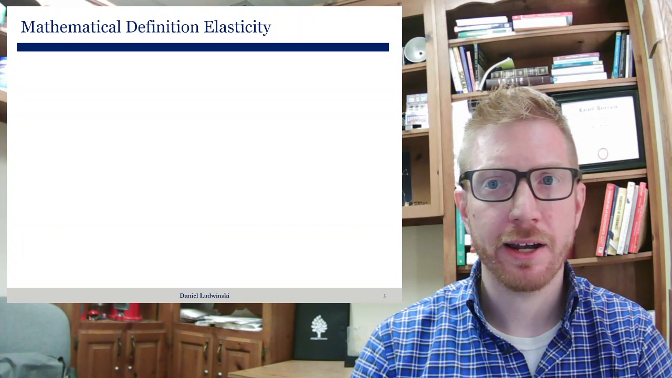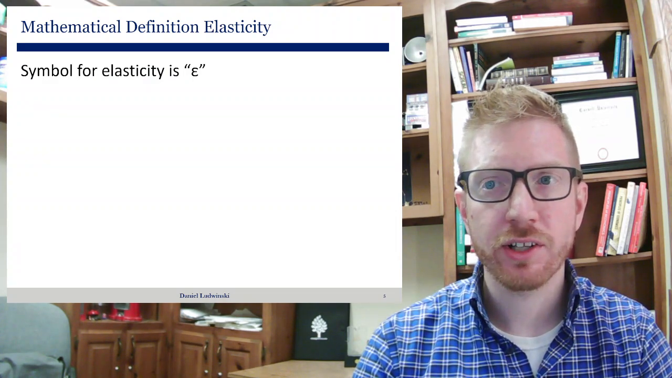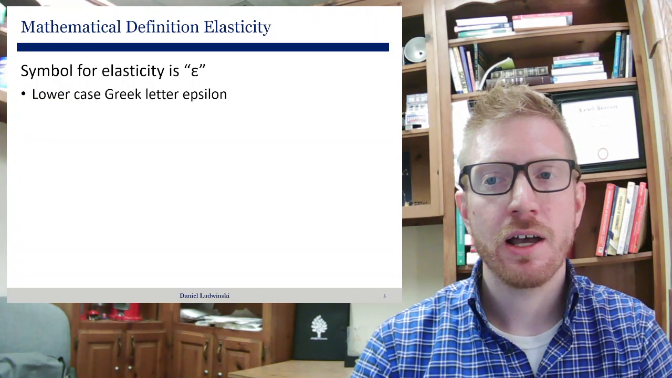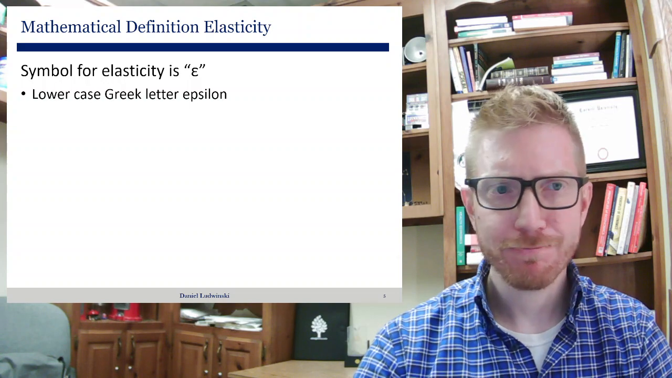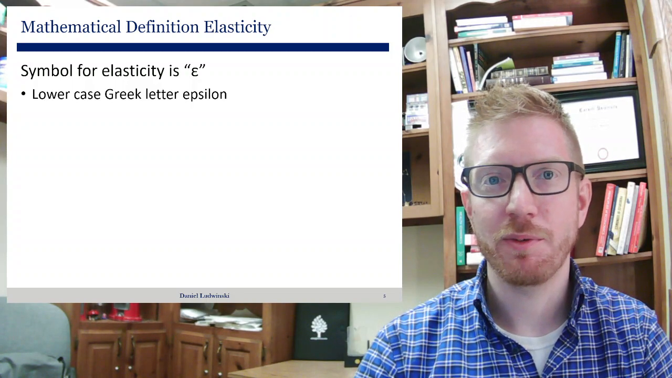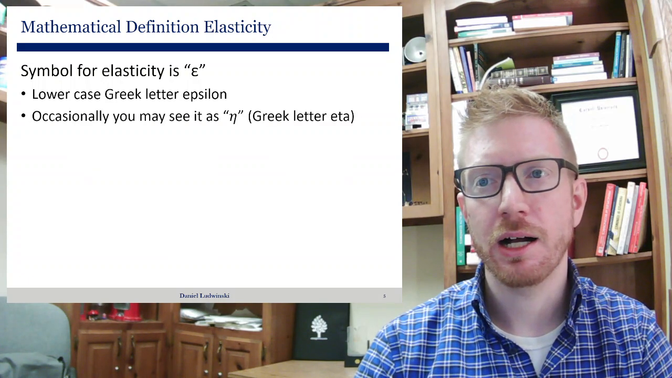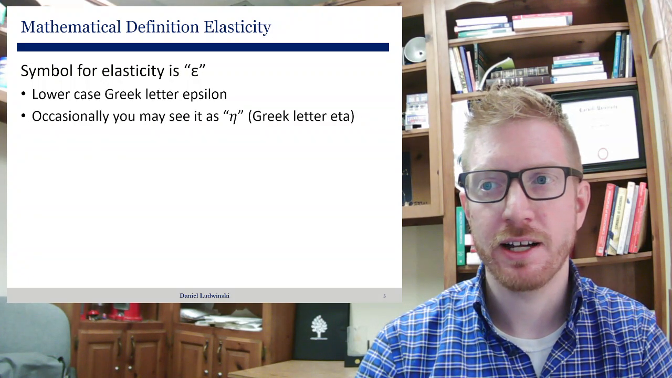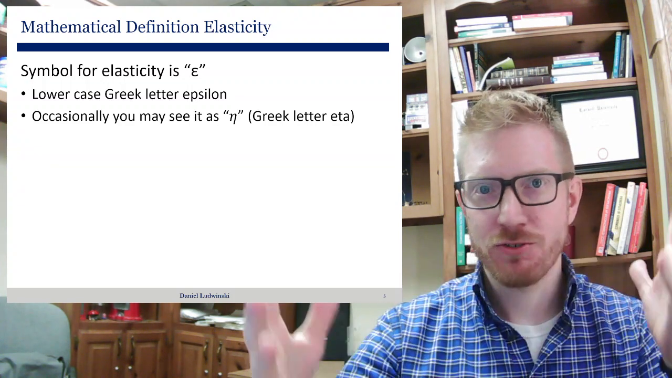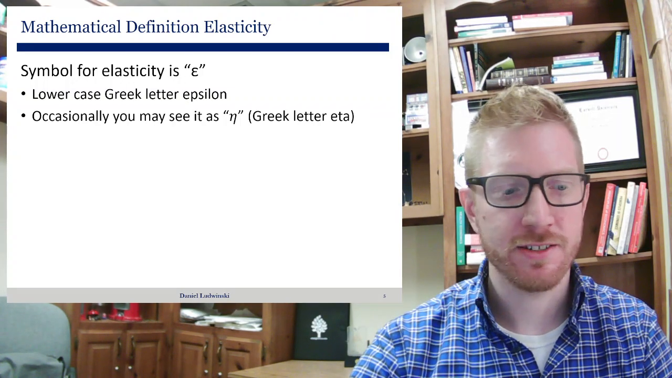Elasticity is a mathematical concept, so I also want to define it mathematically. We'll generally in this class be using this symbol, the lowercase Greek letter epsilon. However, epsilon is a very popular Greek symbol, very in demand, if you will. So occasionally you will see elasticity represented as the Greek letter eta. It looks like an N, but it's eta. So it also kind of starts with an E, and so that's why it's used for elasticity.